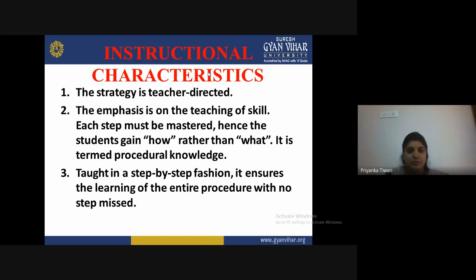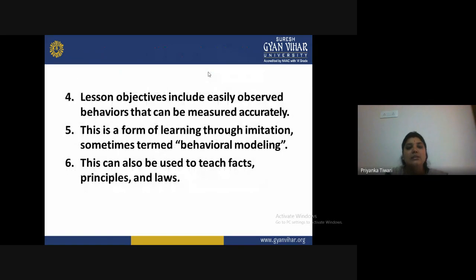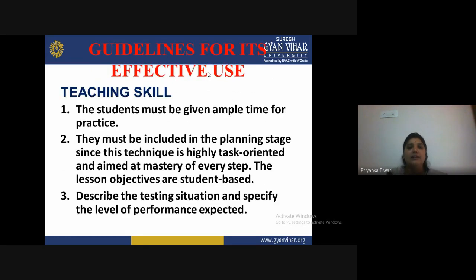So now, lesson objectives include easily observed behaviors that can be measured accurately. This is a form of learning through imitation, sometimes termed behavior modeling, and this can also be used to teach facts, principles, and laws, and guidelines for its effective use.